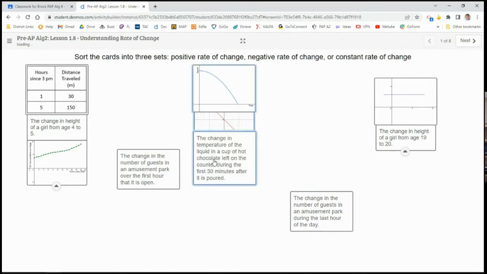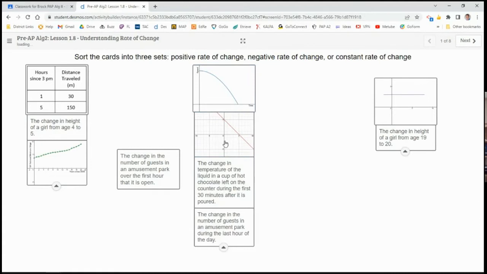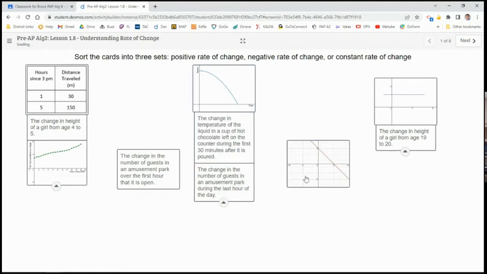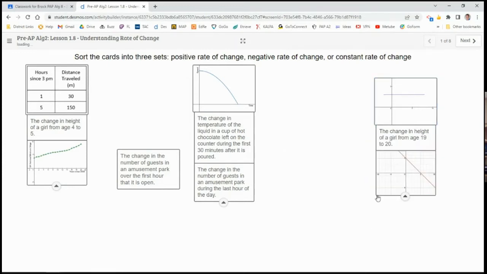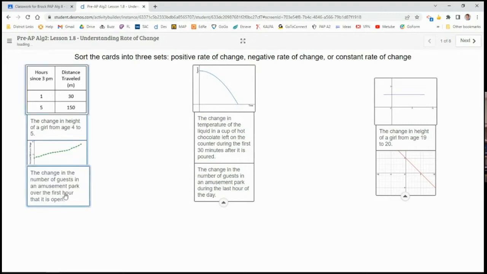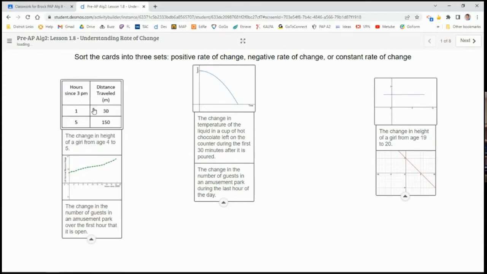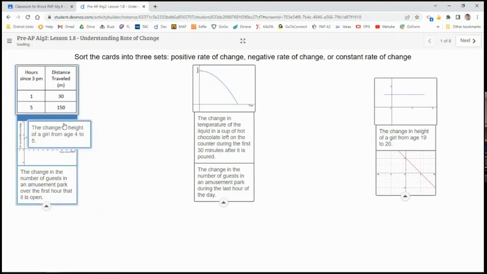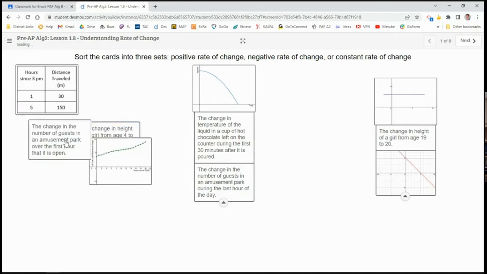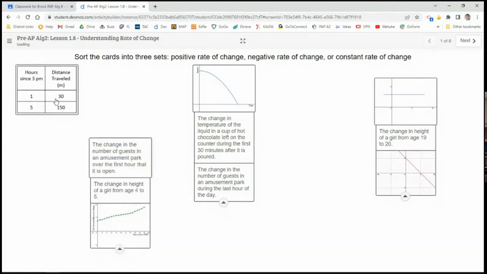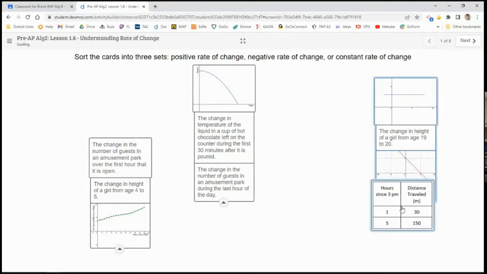Oh, I see what I've done. Okay. This is a negative slope, but it's a constant rate of change. It's a line. That's going to be over here. And this is probably a constant rate of change in that first. Well, I can't get it out of there, because it's going up 30 every time here. So that's going to be a constant rate of change.